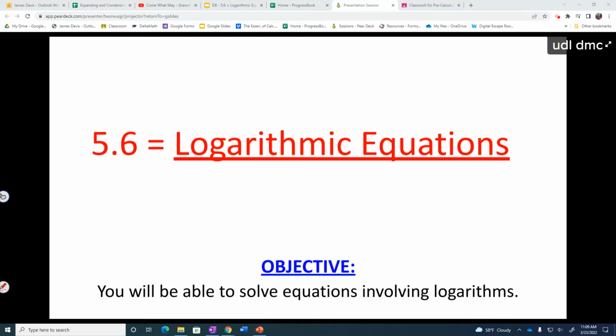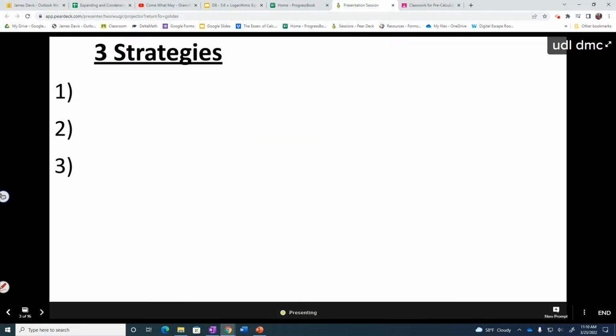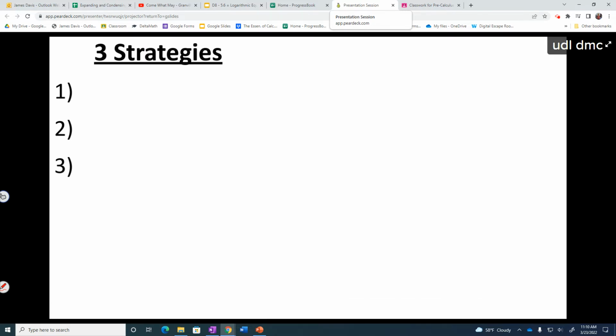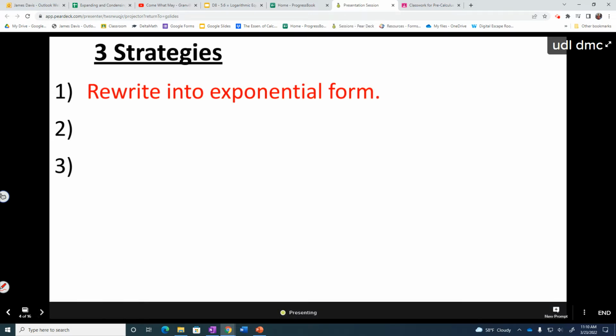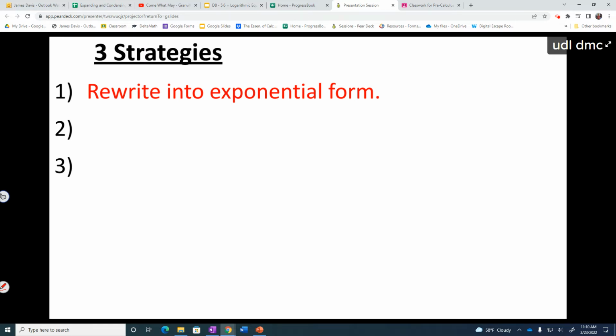All right, so we're going to solve a bunch of different equations that involve logarithms. In general, there are 3 strategies, and we'll go through them one by one. The first strategy is what we used to solve that warm-up question, and we'll solve several problems using this strategy. This is the easiest one, straightforward, I guess you could say. All we're going to do is take our logarithm and rewrite it into exponential form. We can do that right off the bat, and that'll be easiest.